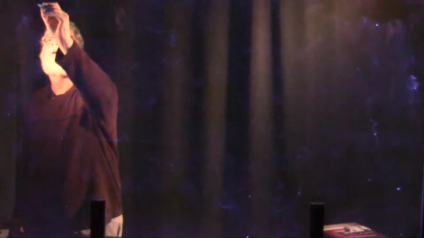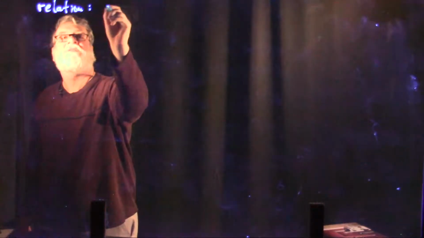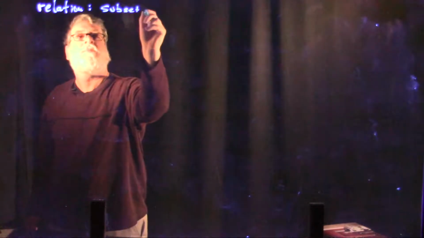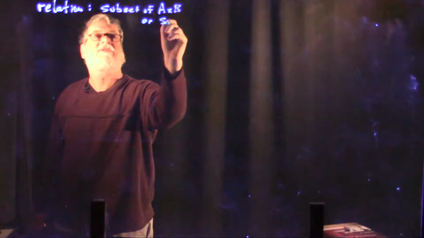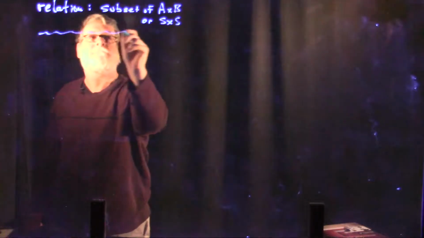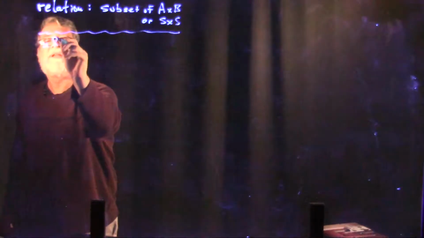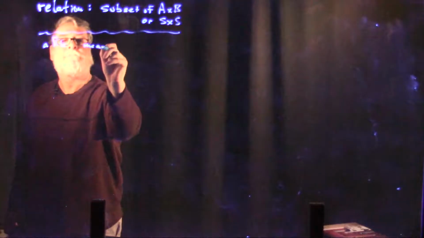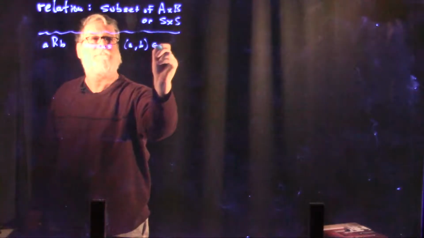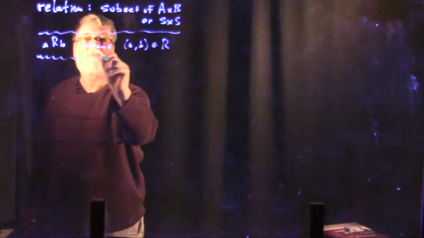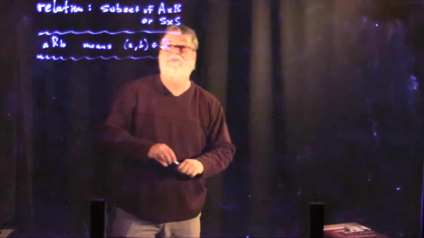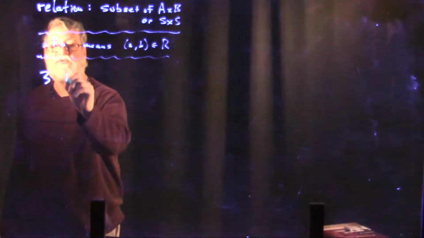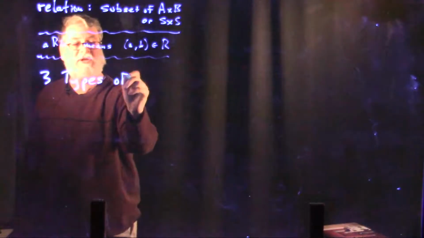So here's the definition. Remember, a relation is a subset of A cross B, or a relation on a particular set is a subset of the set with itself. Remember that something being related to itself is written this way. Okay, let me prime my marker a little bit better. There are 3 important types of relations that we need to talk about.